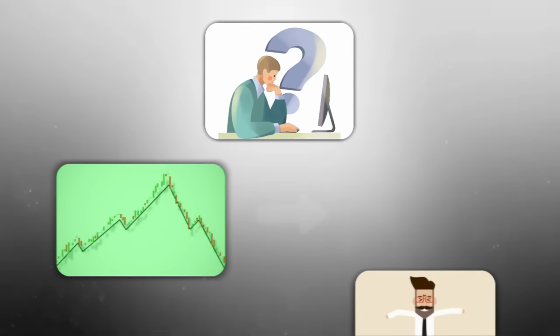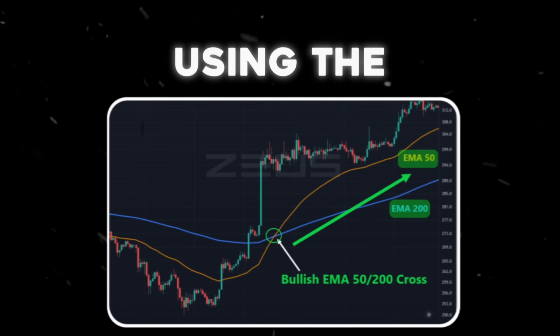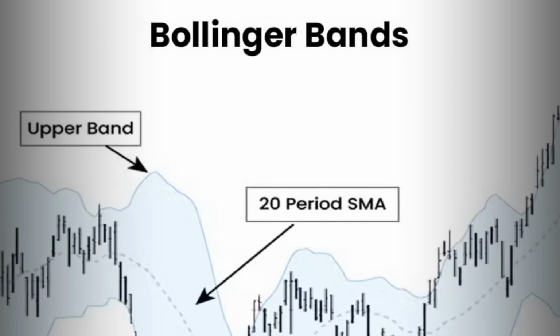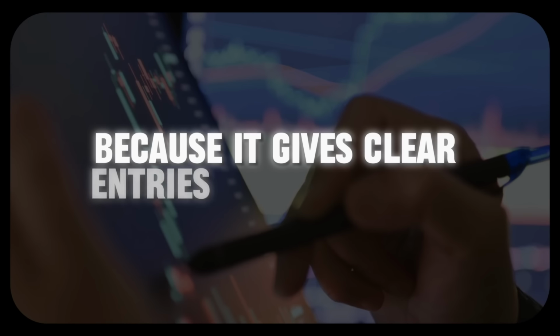Many traders wonder, how do you know if a pullback is a really good entry or just a trap? The answer is in the combination of a trend and also of the volatility. In this video I show you a strategy using the EMA 50 and 200 as a trend finder and the Bollinger Bands as a signal provider. One of my favorite strategies because it gives clear entries for our trades.